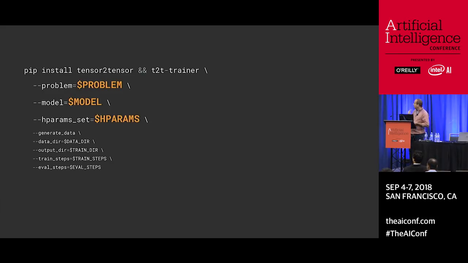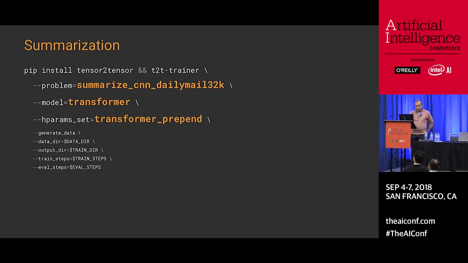So that's the basic command line. Install Tensor2Tensor, and then call T2T-trainer. The problem is the name of the dataset, and it also includes all details like how to pre-process, how to resize images, and so on and so forth. Model is the name of the model, and hyperparameter set is which configuration, which hyperparameters of the model, which learning rates, and so on to use. And then, of course, you need to specify where to store the data, where to store the model checkpoints, for how many steps to train, and so on. But that's the full command. And for example, you want a summarization model.